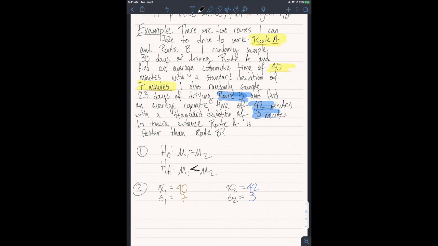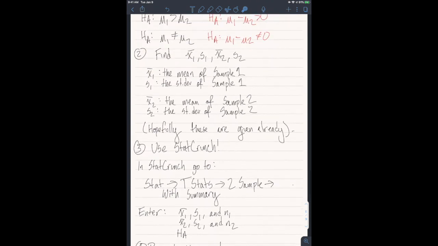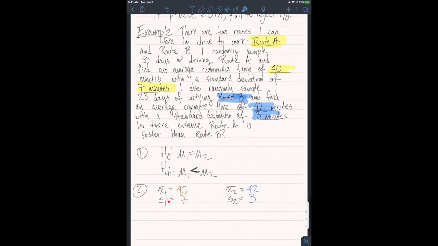They're just in the problem, right? The sample average I found for the first route, or route A I should say, was 40 minutes. Its standard deviation was 7. For the second route, route B, I found an average of 42 with a standard deviation of 3, right? And so when I say find these things, and hopefully these are given already, they were in the problem, what can I do to make these not given in the problem?